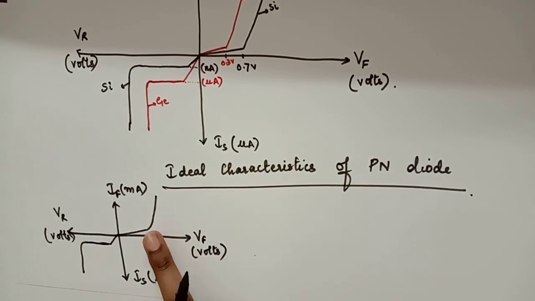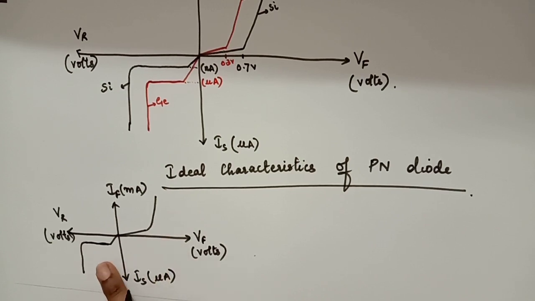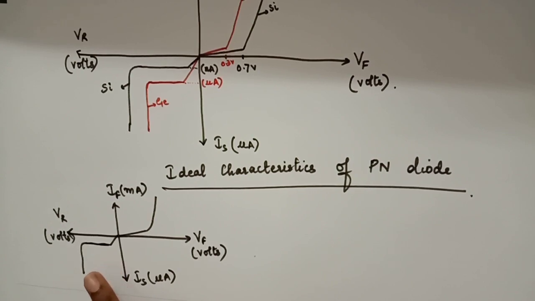So from the same concept, ideal characteristic of PN diode. Now forward current is maximum for PN diode, so we can say forward current is infinite and forward resistance is 0. Similarly, reverse current is 0 and reverse resistance is infinite. We have already noted down when we were learning forward and reverse biasing 2 points, that during forward bias forward current is maximum and forward resistance is minimum. And for the reverse bias we noted that reverse current is minimum, reverse resistance is maximum.